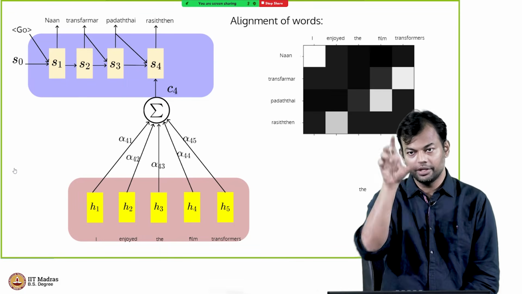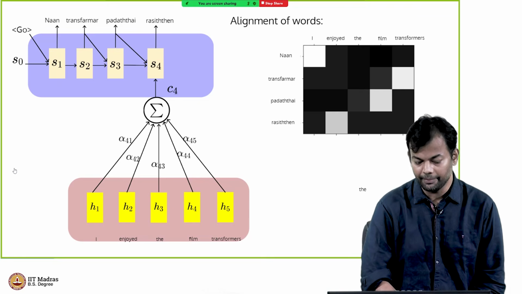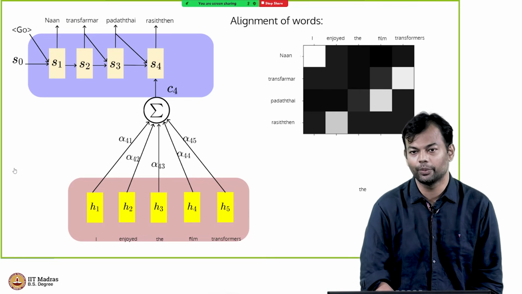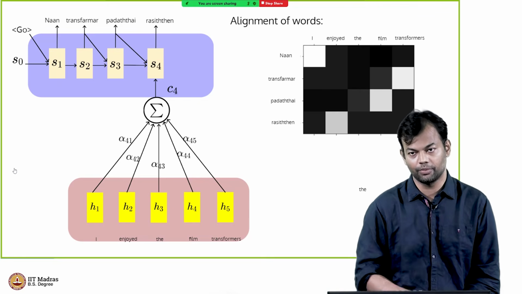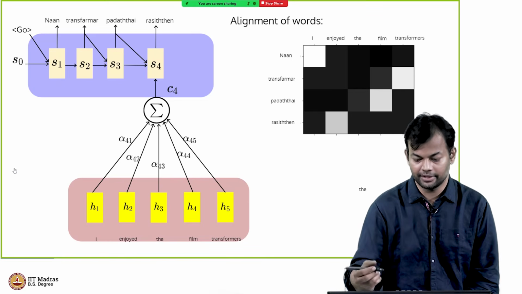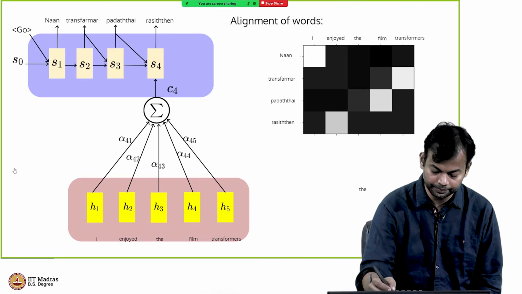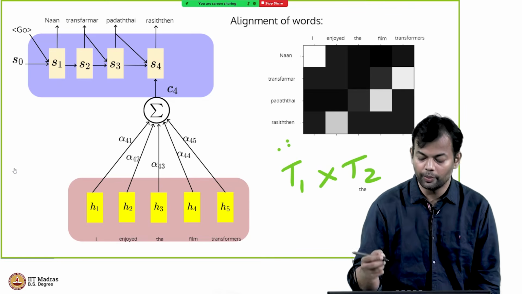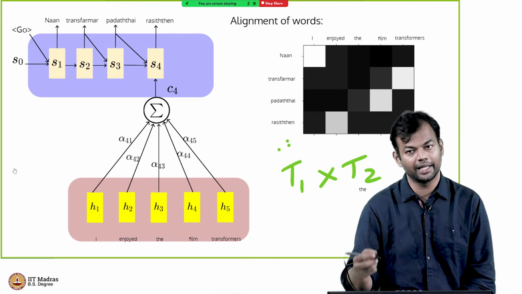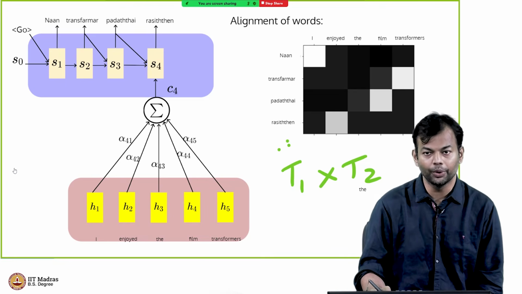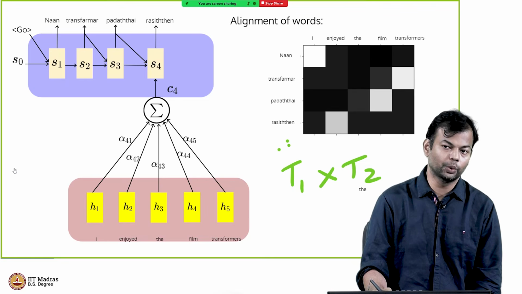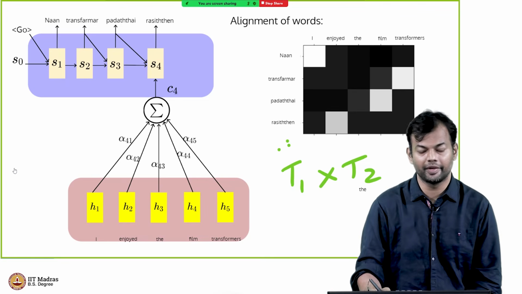Now what I'm showing here is what is known as a heat map. So this is what you typically look at when you are using an attention-based model. This is, say, a T1 cross T2 matrix, where T1 is the length of the input and T2 is the length of the output, or the other way around, whichever way you look at it.